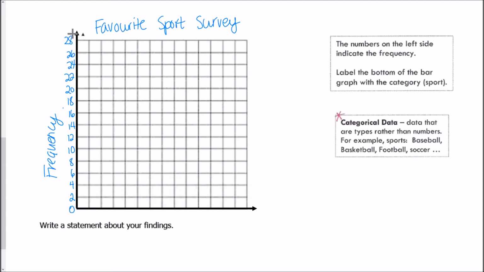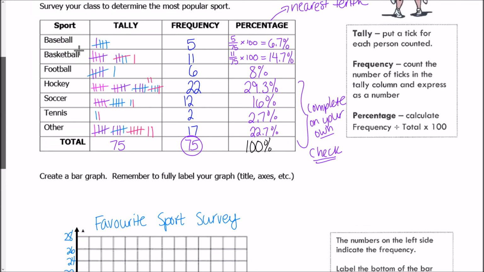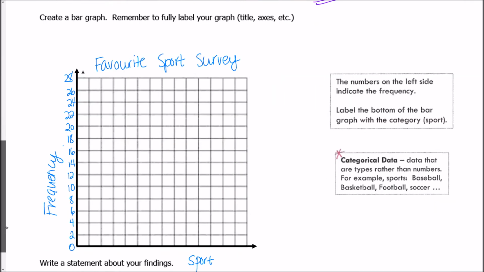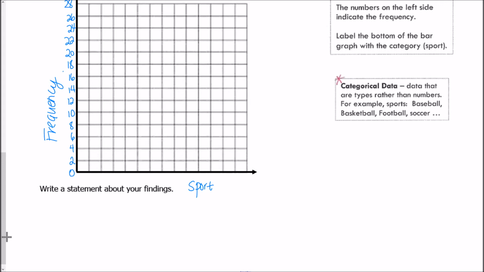Okay, and then on the bottom, it says label the bottom of the bar graph with a category. So our category right here is going to be our sport. Our different options for sports are all the different sports we have here: baseball, basketball, football, hockey, and so forth. So right here, we're going to go ahead and write in all of our different sports. You're going to have to squeeze this in here.